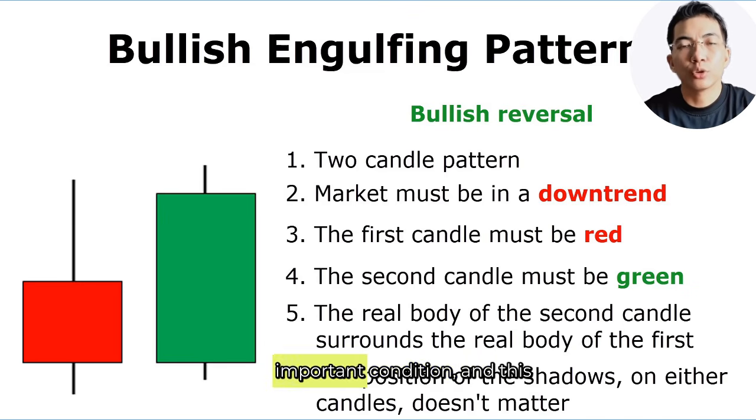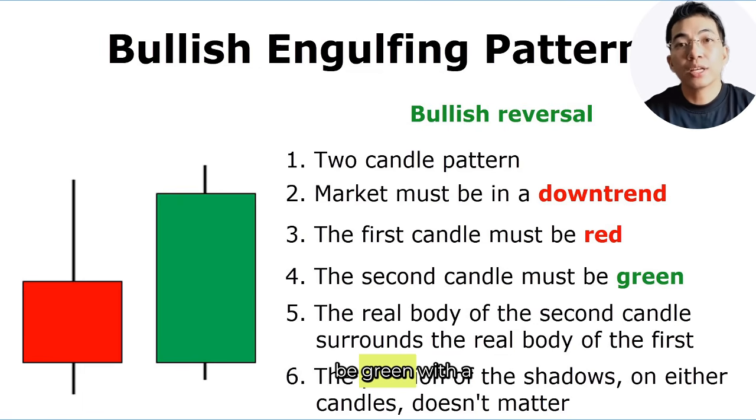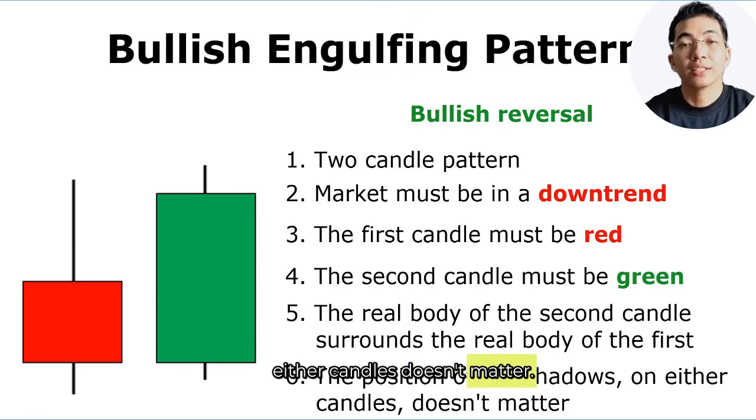This is the most important condition, and this time is not the last one because we need it to understand the other conditions. So the first candle must be red, in line with the previous trend that is down. The second candle must be green, with a real body that surrounds, or we can say engulfs, the real body of the first. Last one, the position of the shadows on either candle doesn't matter.